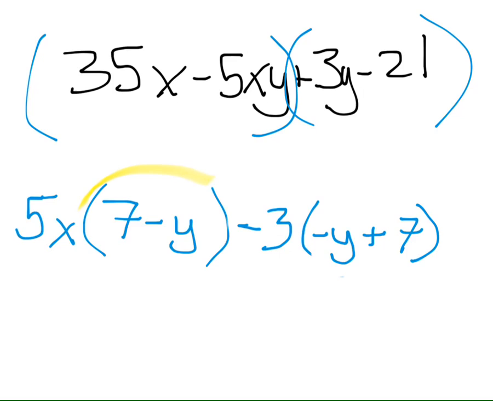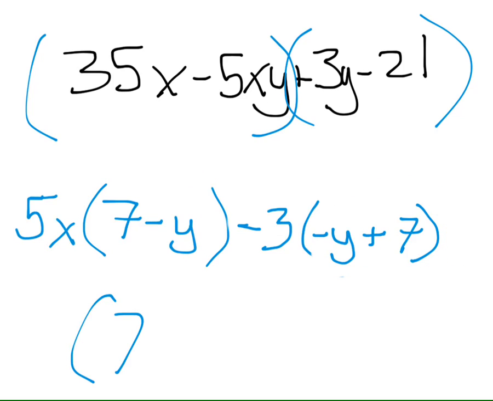Now, are these two the same thing? They are. Even though they're in different order, they're the same, because I have the minuses with the y and the positives with the 7. Minuses with the y, the positives with the 7. So they are the same thing. It doesn't matter how you write it, because both of those mean the same thing.